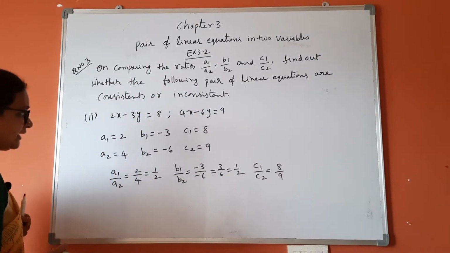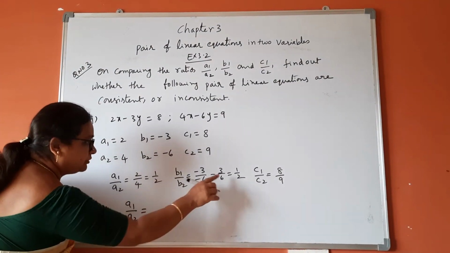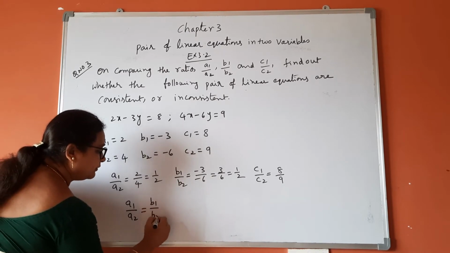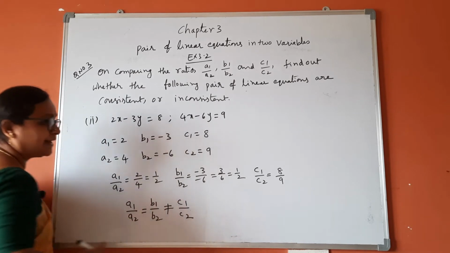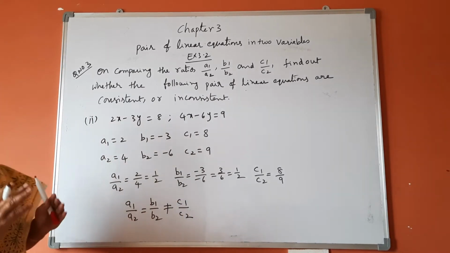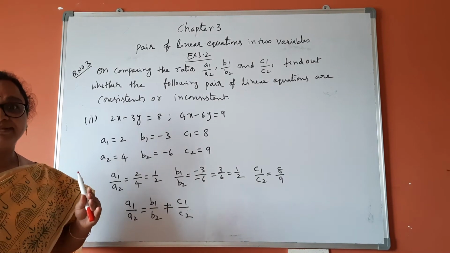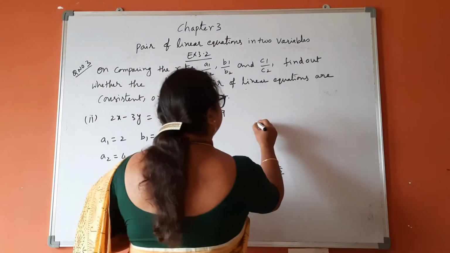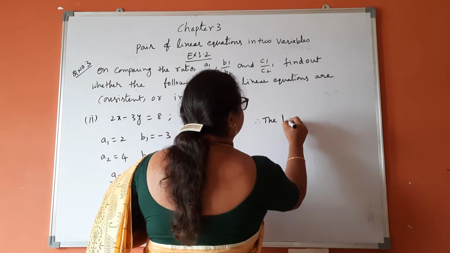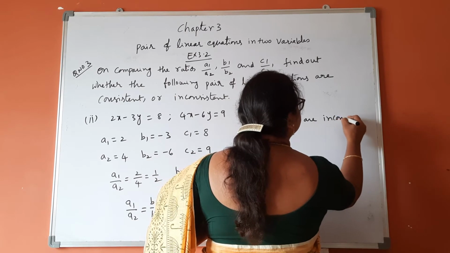So, clearly A1 by A2 is equal to B1 by B2 but not equal to C1 by C2. That means the lines are parallel and no solution. So no solution means inconsistent lines. Therefore, the lines are inconsistent.